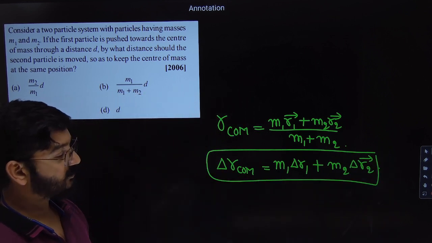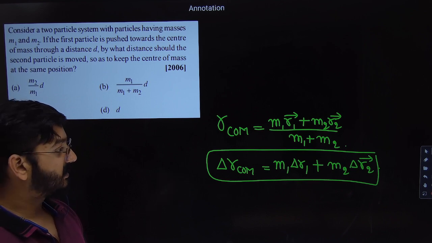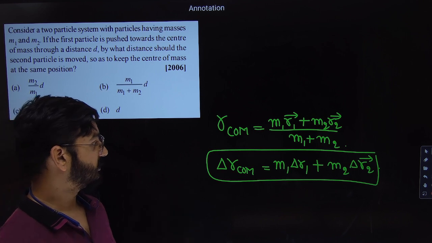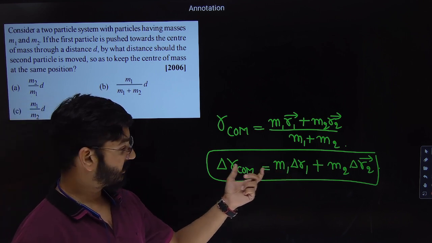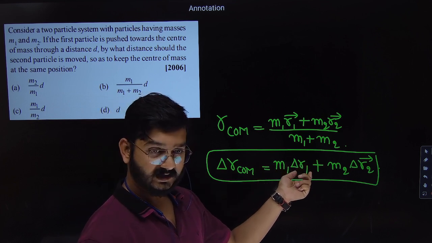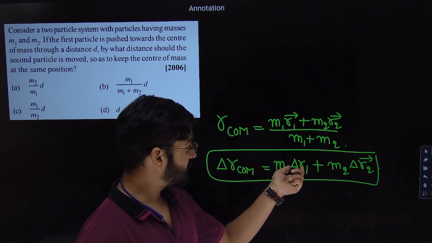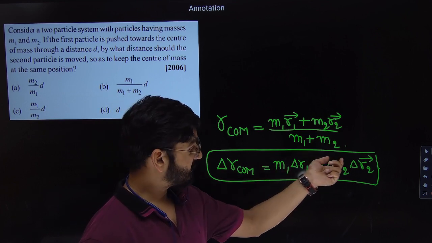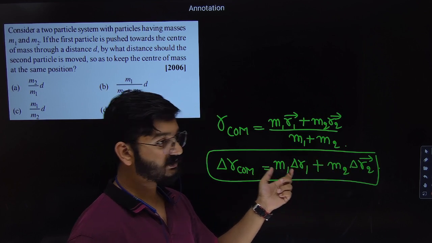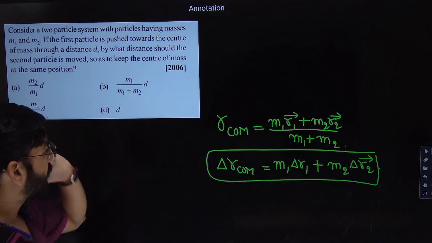I don't want to go into the detail of error distribution of units and dimension. That will again take a lot of time. So remember this thing: whatever is the change in the position of center of mass will be M1 into delta R1, the change in the position of the first particle, plus M2 into delta R2, the change in the position of the second particle. Use this, you will get the answer in one step.